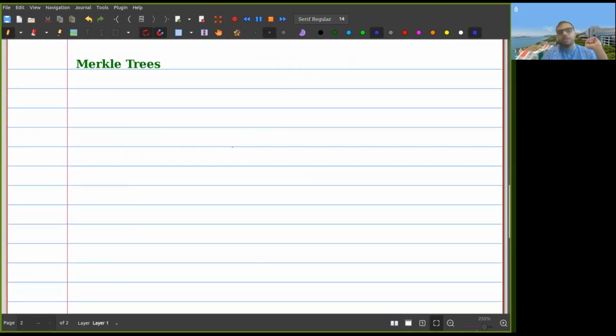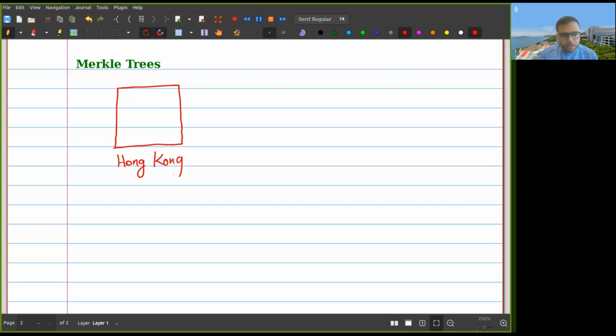Today we're going to actually talk about Merkle trees. So remember the setting that I talked about at the end of the previous session, and the setting was that you're a bank and you have 2 different branches. So let's say that you have a branch here in Hong Kong, and then you have another branch, let's say in Shanghai.